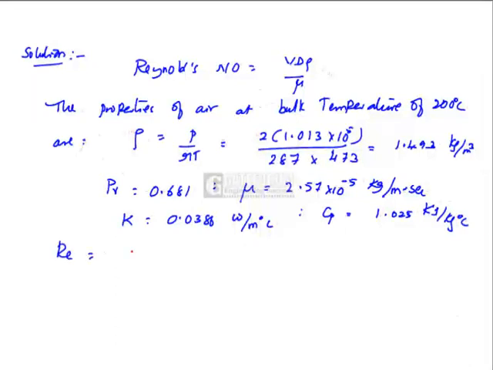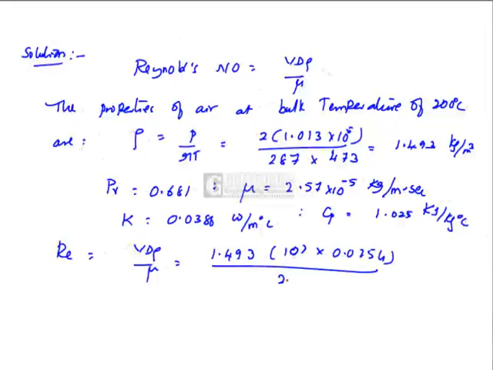Therefore, Reynolds number is given as rho V d by mu: 1.493 into 10 meters per second velocity, into 0.0254, divided by 2.57 into 10 power minus 5. That comes to 14,756. Clearly the flow is highly turbulent.